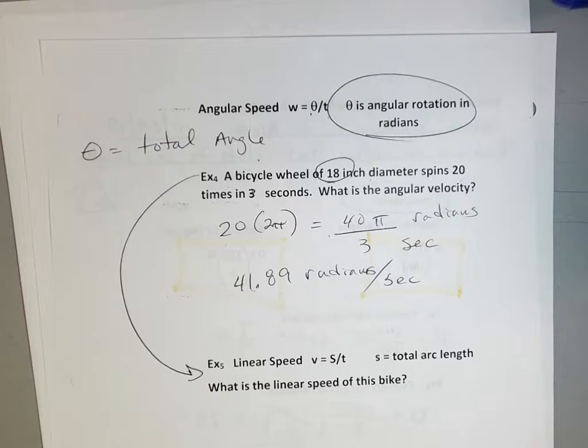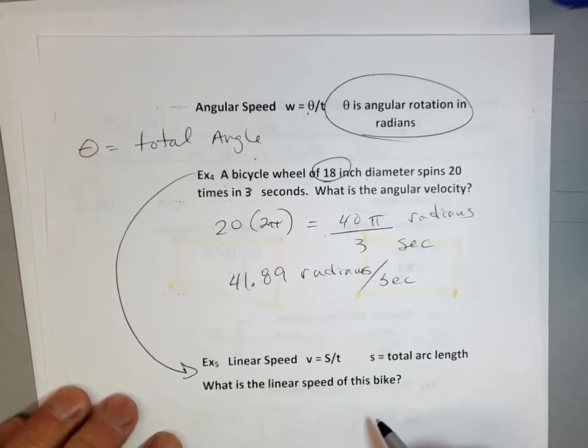But what affects this is the size of the wheel. Little itty bitty wheel, if we spin really fast, we're not going to go very fast, are we? Humongous wheel, spinning that fast, we're going to fly, right? So how big is the wheel? Well, the wheel is 18-inch diameter, which makes it a 9-inch radius, okay?